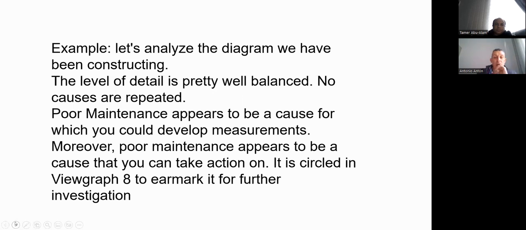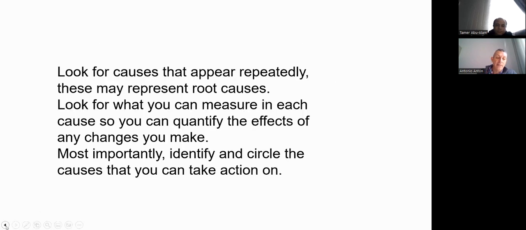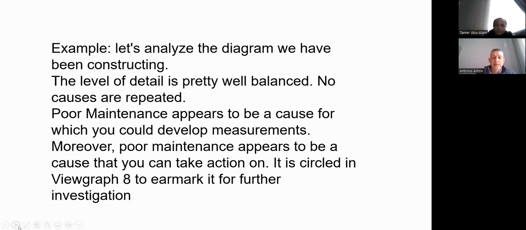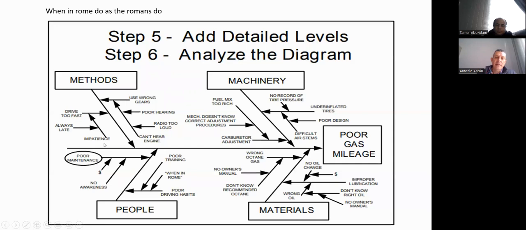The causes are not repeated, but we can choose one. Poor maintenance appears to be a cause for which we can develop measurements. The idea where I can cope with this is perhaps with people, because they are not in these areas, which is very complicated, but it depends on the people. The people decided that poor maintenance, in this case, is the cause to develop measurements. And this is the idea that I circled: the poor maintenance.